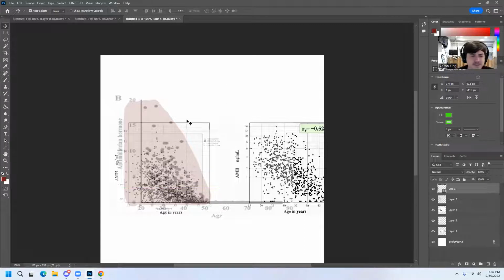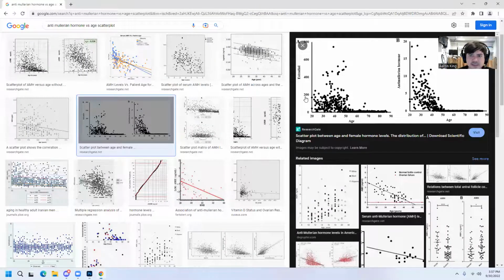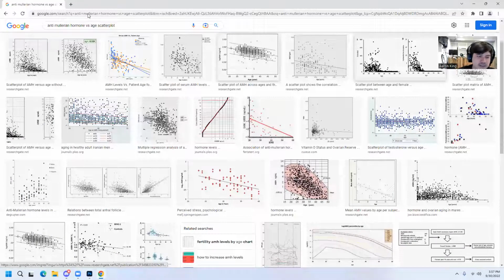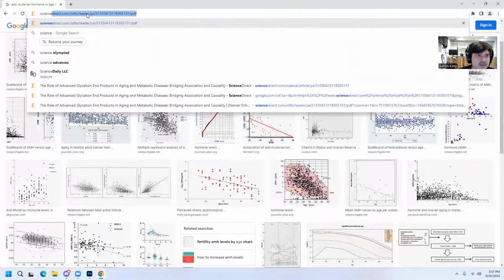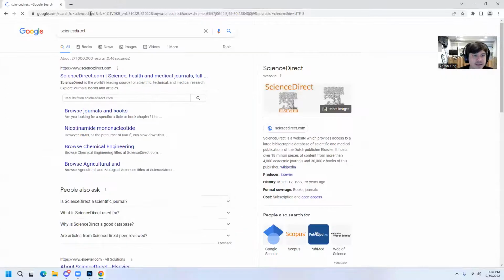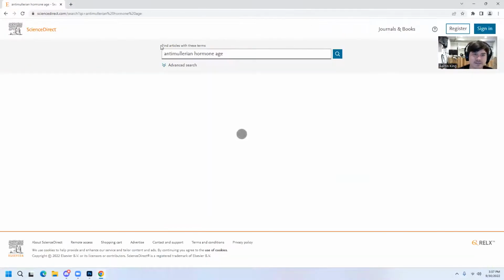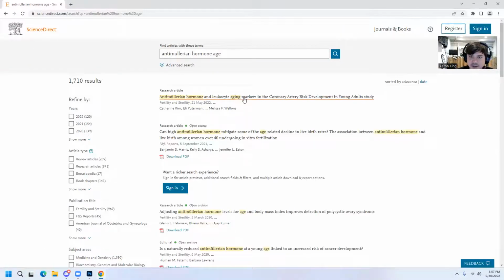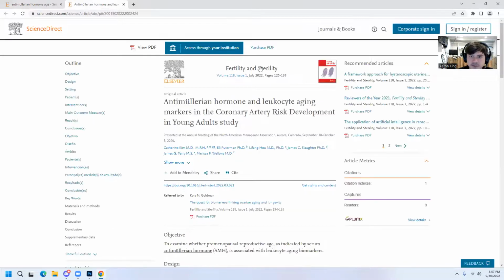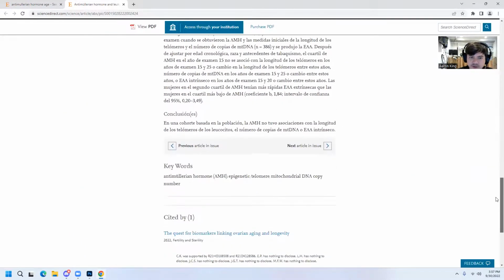But this is all just cursory stuff. So let's go to Science Direct now, and actually do some real science and look for scatter. Well, we wouldn't want a scatter plot. Let's go with anti-Müllerian hormone age. Leukocyte aging. Let's do that. Oh, do they have any diagrams?